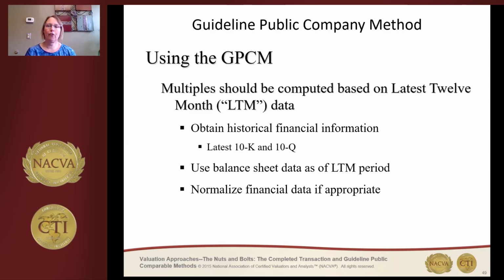Not the last full fiscal year, if that makes sense. So you're not necessarily using 12/31/19. You might be using the 12 months ended June 30th, 2020, even though we haven't hit June 30th. Multiples should be based on the last 12 months. Obtain historical financial information, so the latest 10K and 10Qs. Use the balance sheet as of the last 12-month period, and normalize the financial data if that's appropriate.